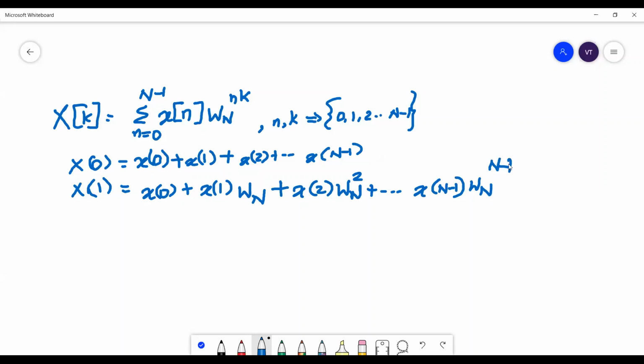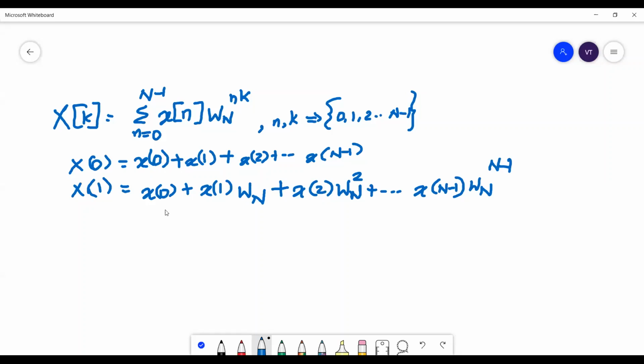Is that okay? So this would be therefore x of 0 into W_N raised to 0 into 1, so that is x of 0, plus the second is x of 1 into W_N raised to 1 into 1, that is W_N raised to 1. The next one would be x of 2 into W_N raised to 2 into 1, that is W_N squared, plus etc. The last one would be x of N minus 1 into W_N raised to N minus 1.